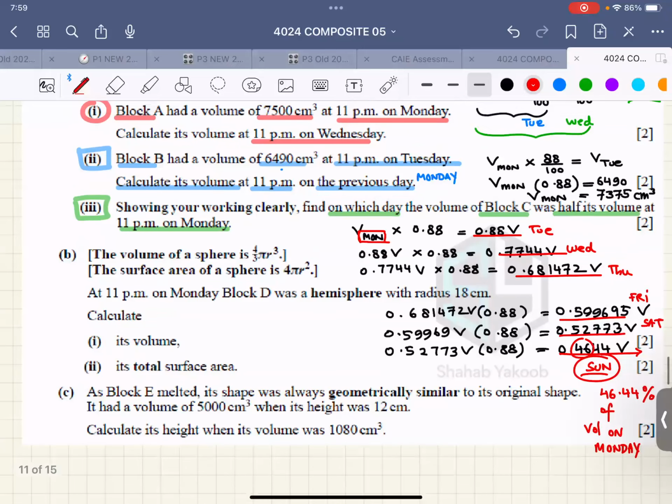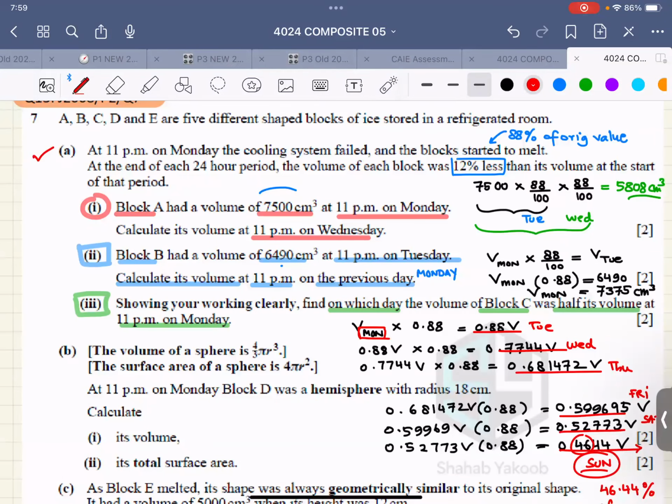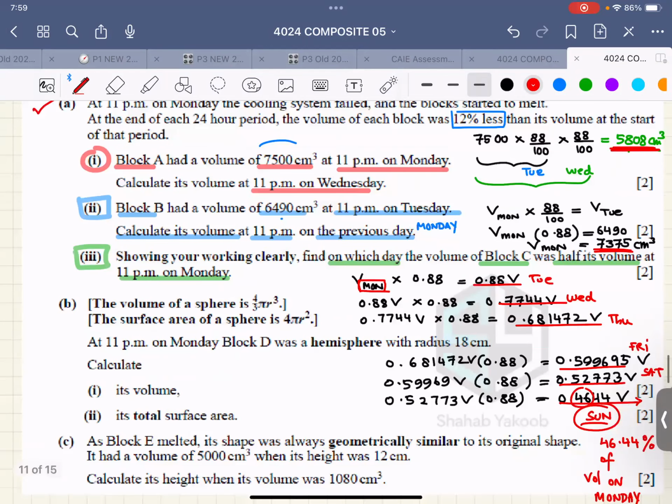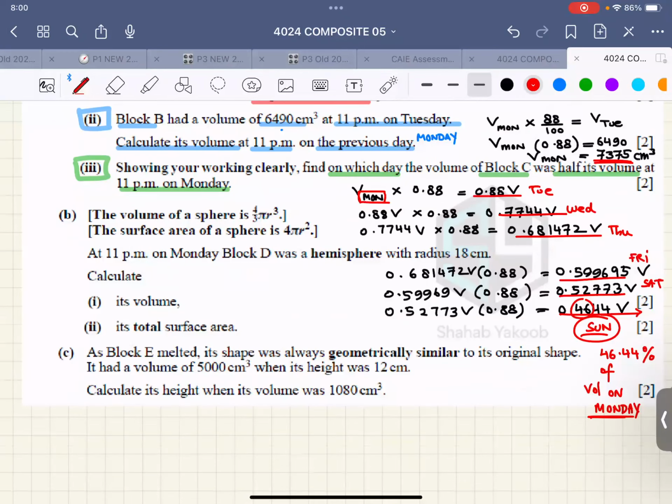Now let's first focus on this. So 7A, the three parts. The first part is 0.5808. The other part is 0.7375. The third part is Sunday. So this is Sunday. That is what we are looking for.